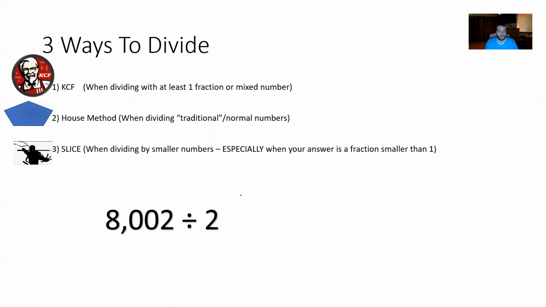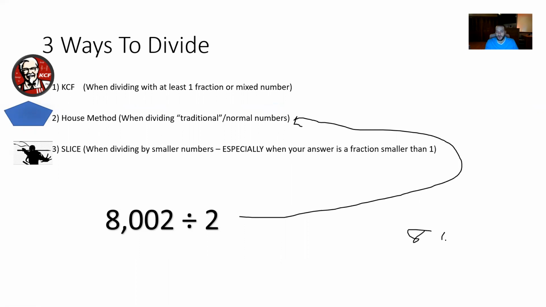So what about this one? Which method would you use? Oh, we would for sure use the house method on this one because it's a huge number and we have 8,002 divided by 2. And I understand that a lot of you guys don't really know the house method yet because that's something that you learn in 4th grade.